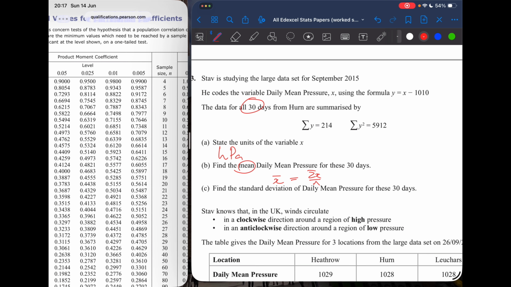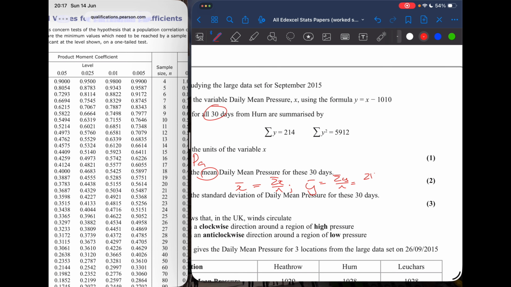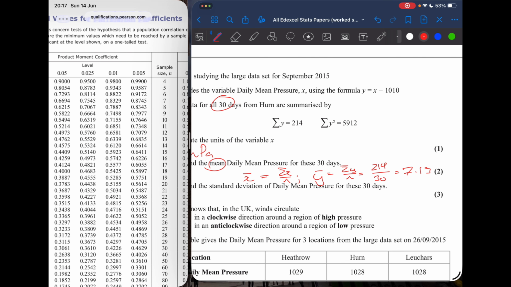So what we're going to do firstly is work out the mean for y in the same process. How do you do that? Exactly this: the sum of the y's over how many y's there are. That was 30. So we get a value of about 7, don't we? 214 divided by 30. We get 7.13 recurring. That's the mean for y.